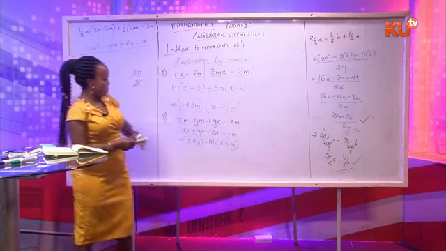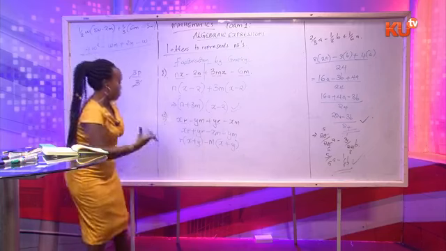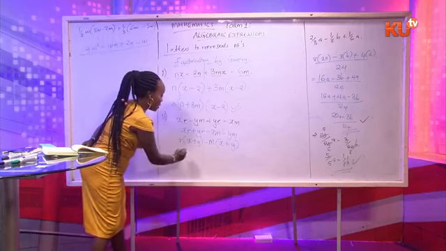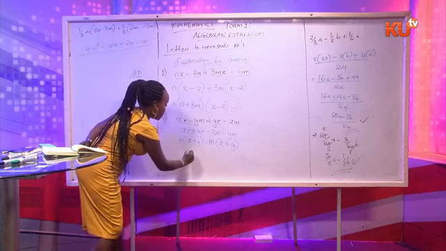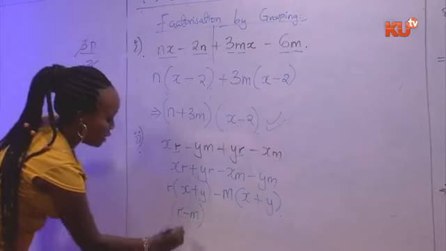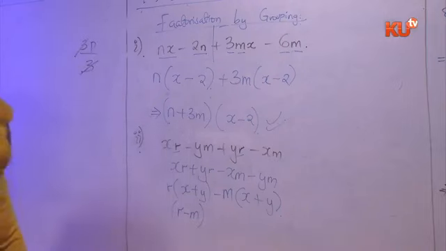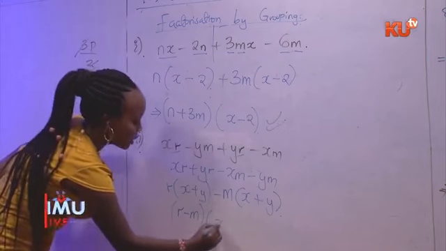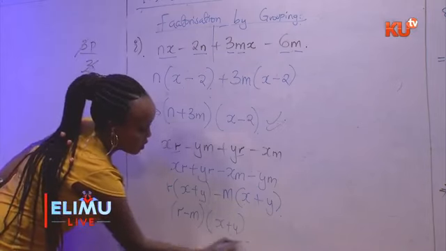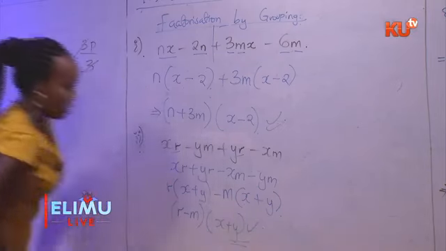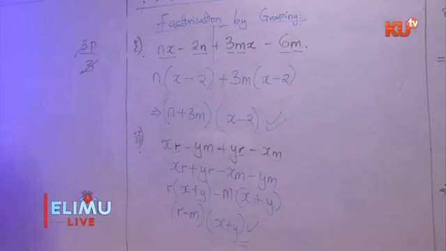So if we have the brackets that are equal like that, we're going to get this. The ones that are outside the bracket, we place them in one bracket, so that is r minus m. And then we are not supposed to place any sign in between the two brackets, then another bracket, x plus y. So that is our answer. That is how we factorize by grouping.